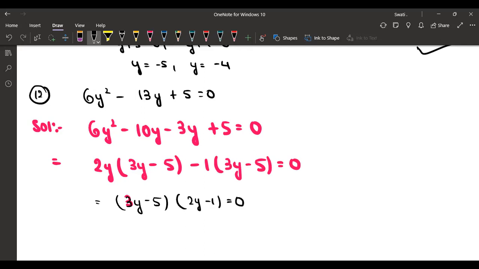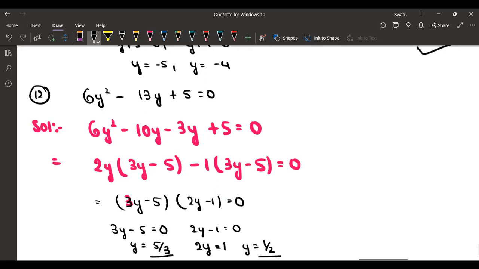So this implies either of the terms is 0. So 3y minus 5 is equal to 0, or 2y minus 1 is equal to 0. From here, 3y will be 5, so y will be 5 by 3. And here, 2y minus 1 is 0, so that means 2y is 1, so that implies y is half. So the answer is y is 5 by 3 and y is half.